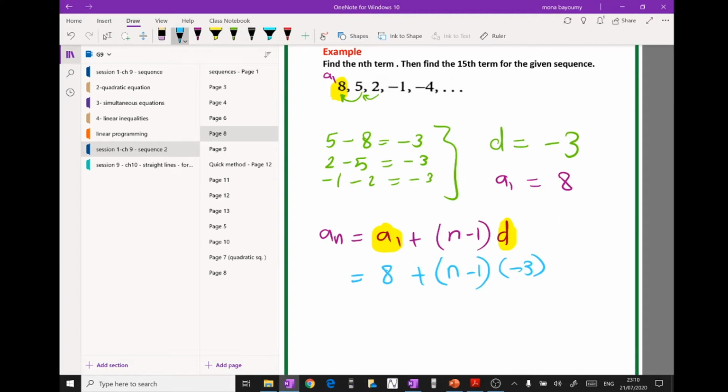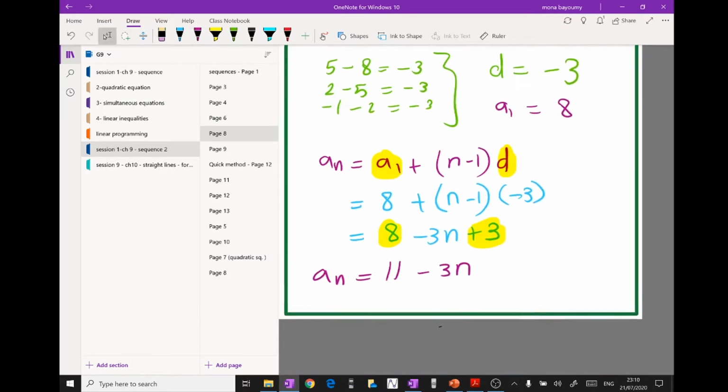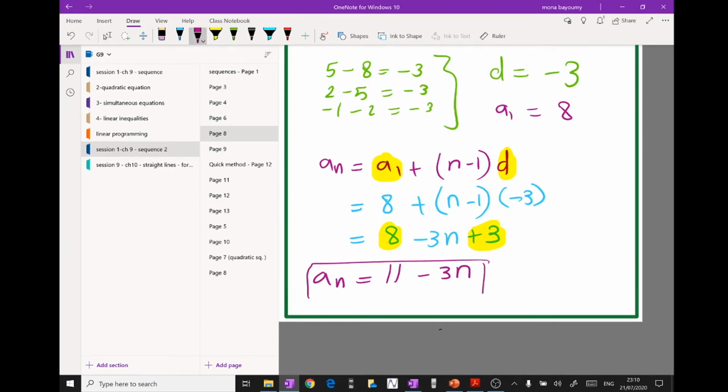Okay, now expand the brackets or put the formula in the simplest form. It is equal to 8 plus negative 3 times n, which is negative 3n. Negative 3 times negative 1 will be positive 3. Now we have like terms. These like terms are 3 and 8. So we have to add them. 8 plus 3 will be 11 minus 3n. an equals 11 minus 3n. This is the nth term.